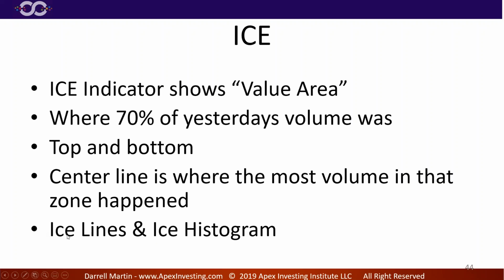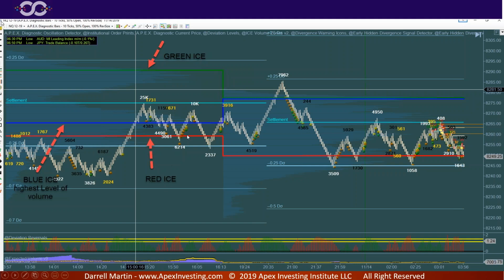So there'll be ICE lines and there'll be a histogram. So let's look at that. So if you look at this right here, this shows you between this blue and red, this is the uppermost of the 70%. This is the lowermost. This is where 70% of the volume occurred the previous day. Okay? This green and red line. And the most volume of the previous day actually happened right here at this level, at this blue level. If we go over here, the previous day before that, 70% of the volume happened between this green area and this red area, and the most volume happened at this price level right here.